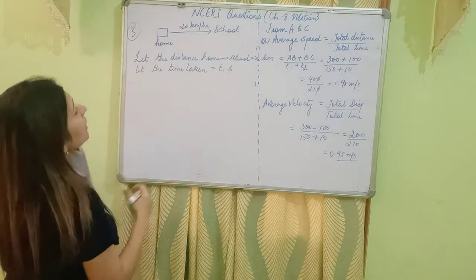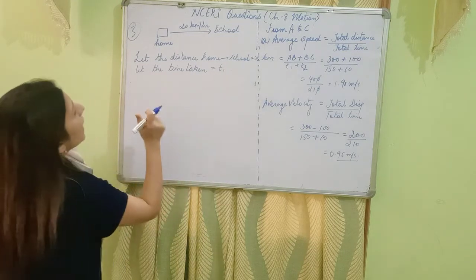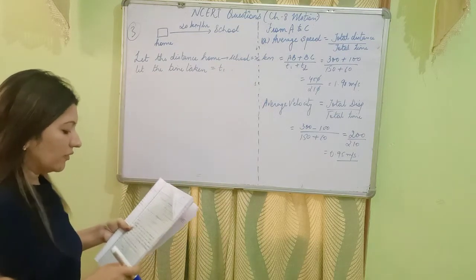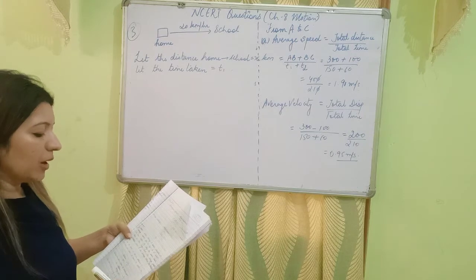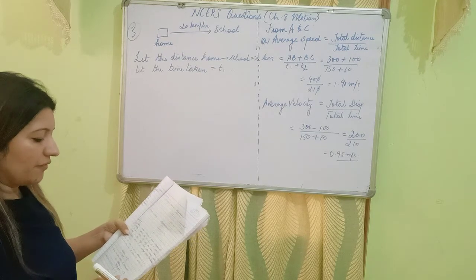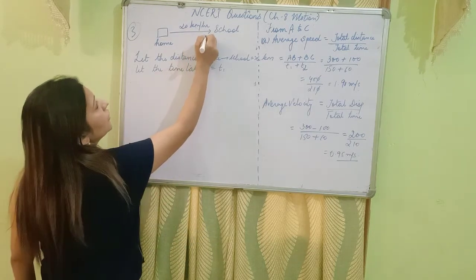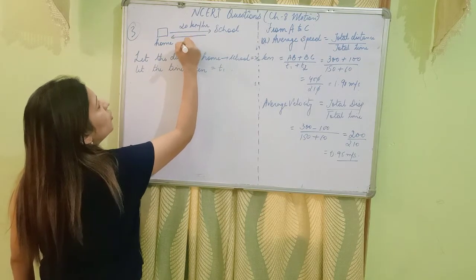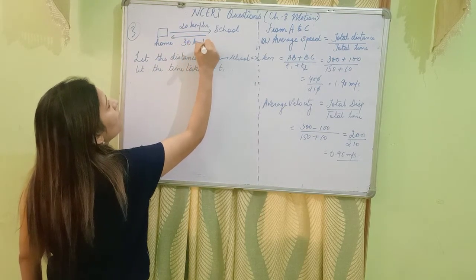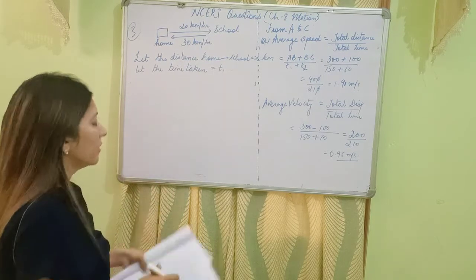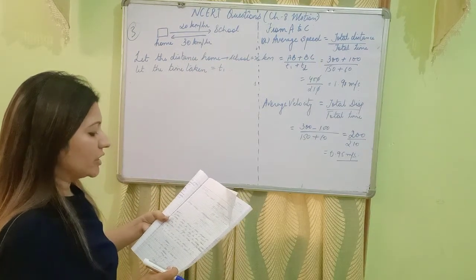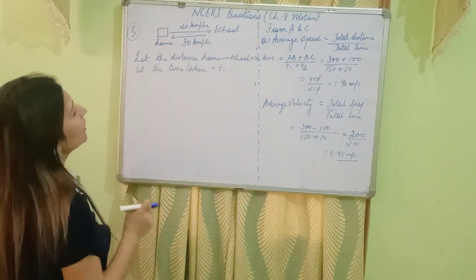Time is t1. Now, the next part of the question is, on his return trip along the same route, there is less traffic and the average speed is 30 km per hour. On his way back home, average speed is 30 km per hour. What is the average speed for Abdul's trip? You need to calculate the average speed.